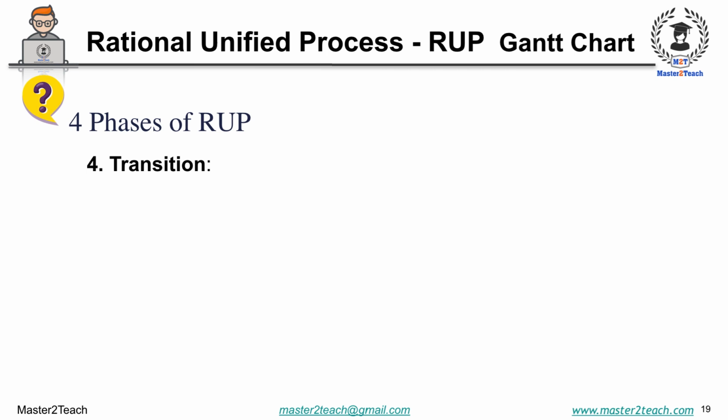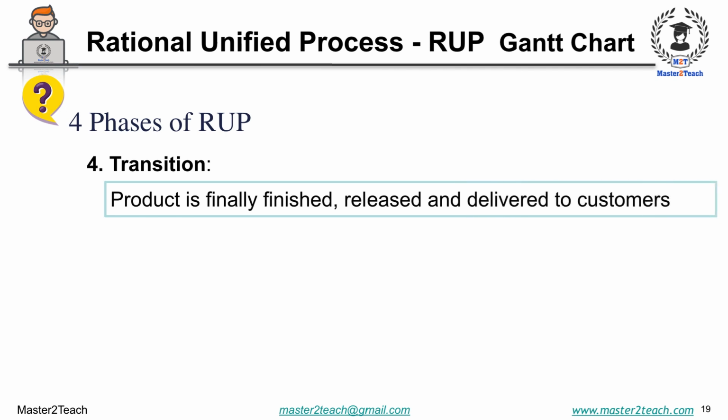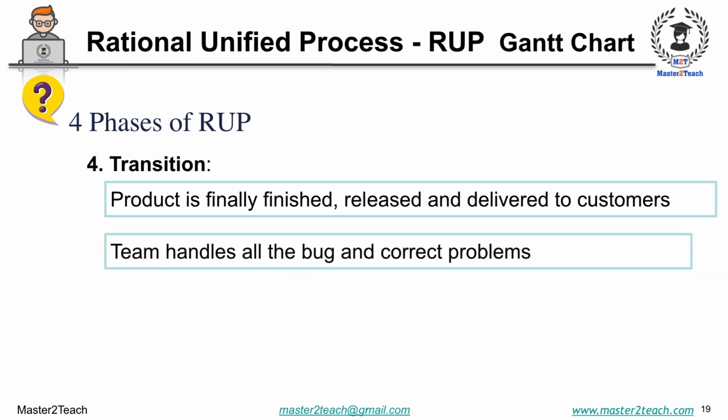The last phase of the RUP methodology is transition. This is the last phase of the development process. The transition phase is the moment when the product is finally finished, released and delivered to the customer. However, once the product is given to the user, several issues can arise. This requires the team to handle all the bug fixing and correcting the problems or to finish some features that were postponed. It is the process of development.